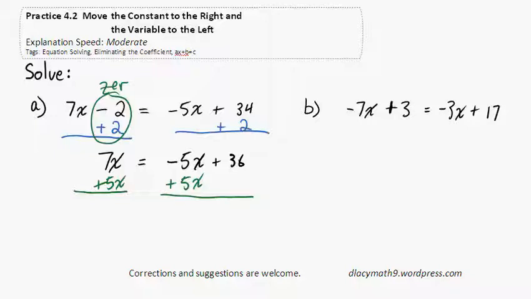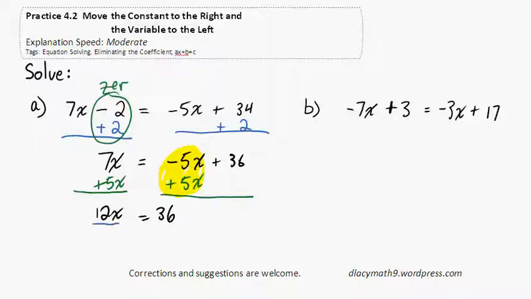Now, 7x and 5x is like 7 plus 5x. It's 12x. On the right-hand side, this is gone because I made it into a 0. I'm simply left with 36. Well, we're just about there. 12 times a number is 36.